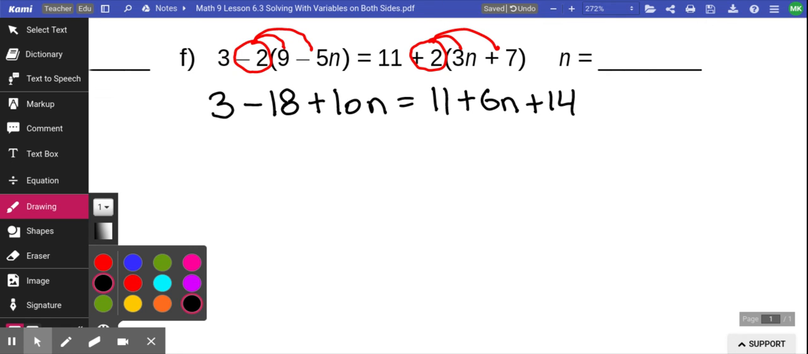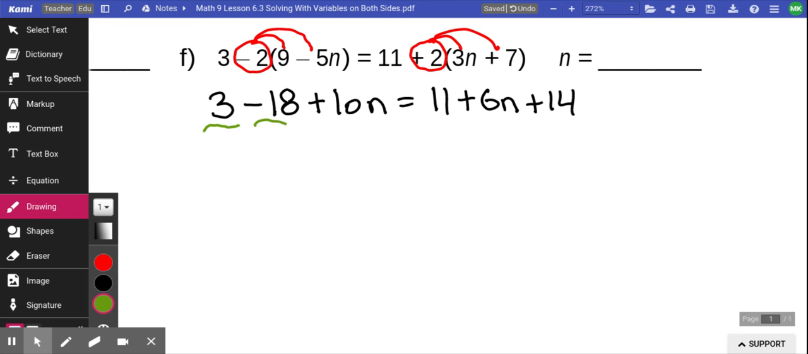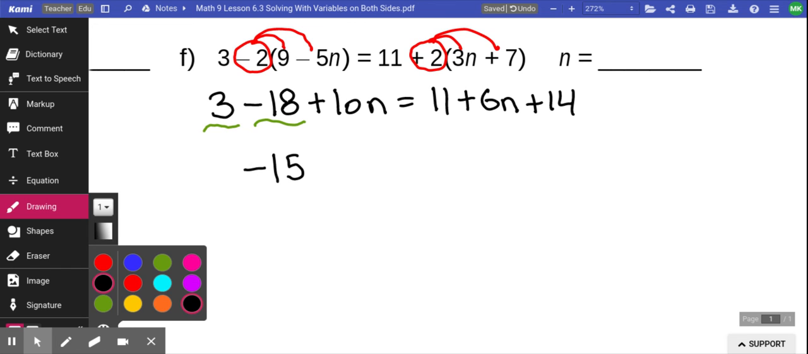A reminder that after you multiply, sometimes you get like terms. On the left side, I have like terms right there. So 3 minus 18 can be added together to become -15. Plus 10n, the n stayed out. On the right-hand side, I have like terms right here with my 11 and my 14. That adds together to be 25. And then the plus 6n remains plus 6n.